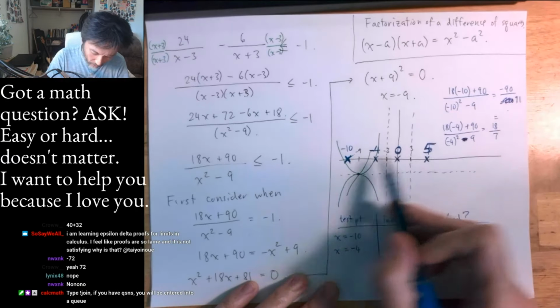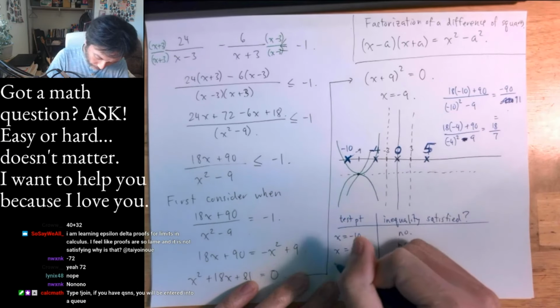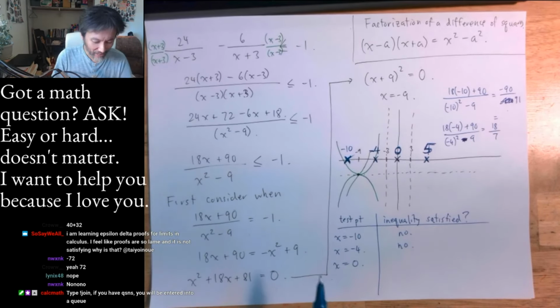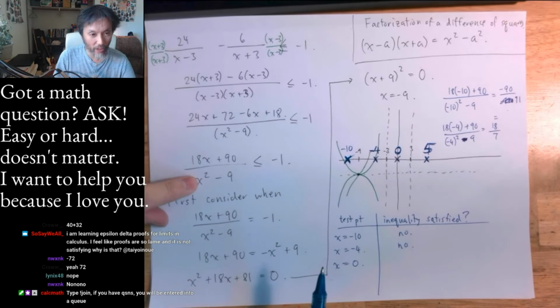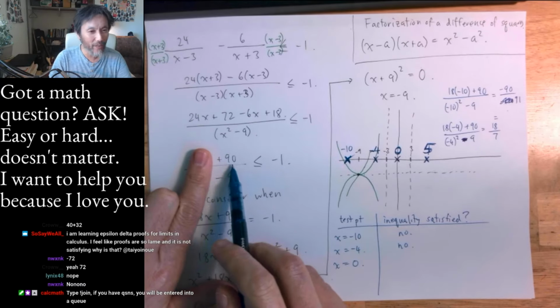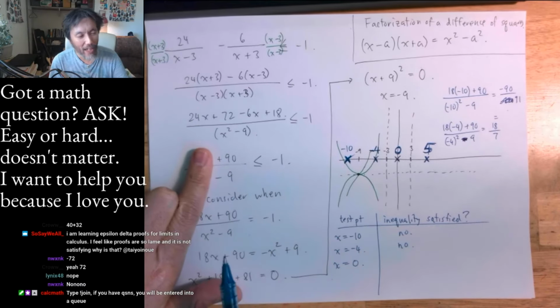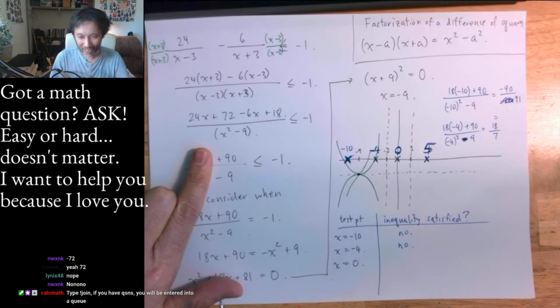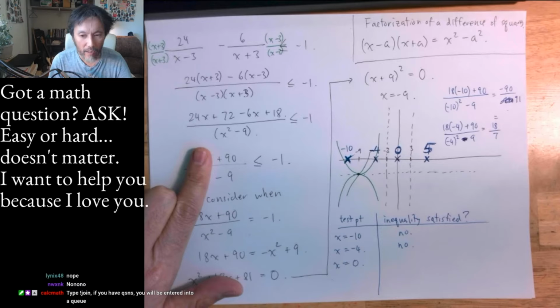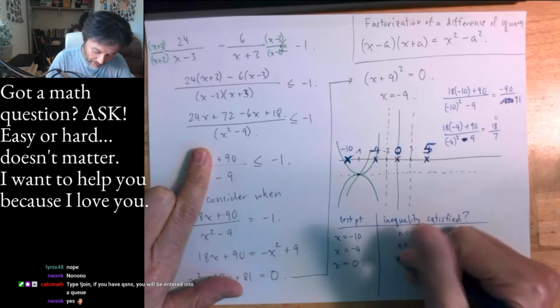How about x equal to 0? So this is easy. We put 0 there and 0 there. That kills these two. So we get positive 90 divided by -9. And that's -10. I know that one. And so is the inequality satisfied? Yes.